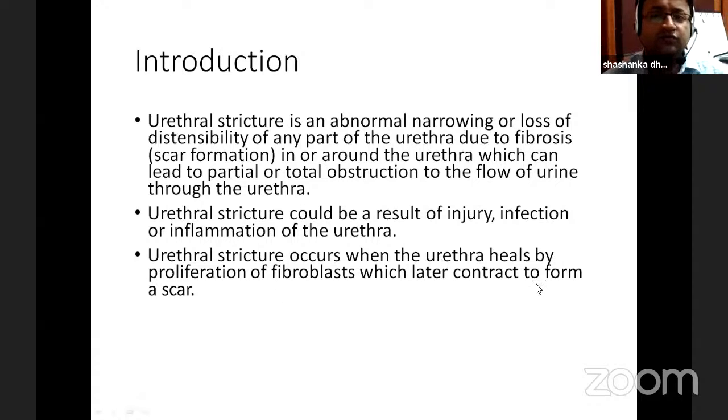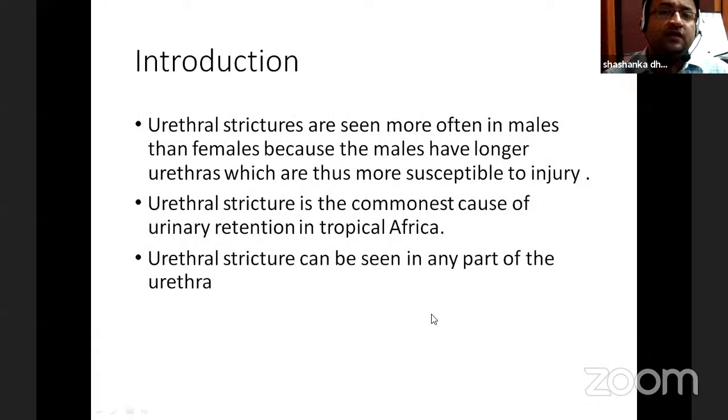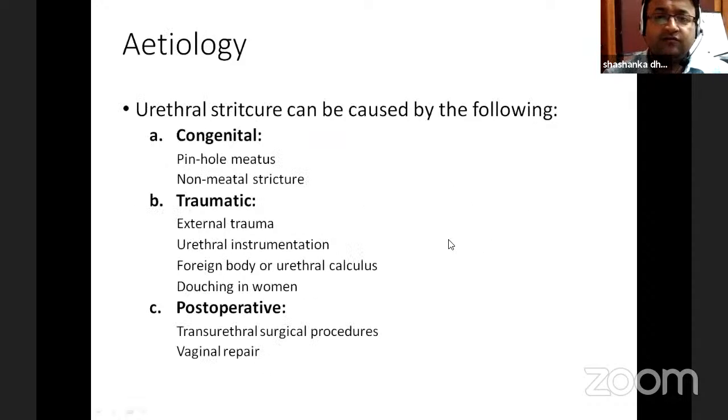It occurs when the urethra heals by fibrosis because of proliferation of fibroblasts. They're seen more often in males, obviously, because men have a longer urethra, which is prone to more strictures, and they're more susceptible to injury. It can be seen in any part of the urethra, and there are various kinds of classifications. So congenital pinhole meatus, and traumatic stricture because of external trauma, or internal trauma due to instrumentation, a foreign body in the urethra, the passage of a urethral calculus, or even douching in women.